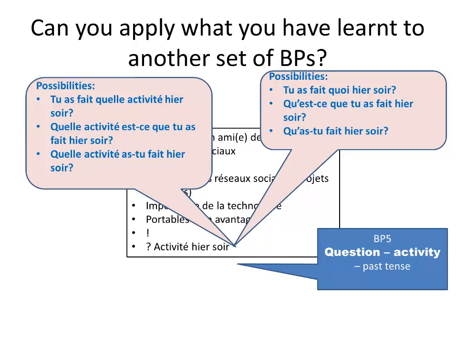Or if you'd use the which activity did you do yesterday? Tu as fait quelle activité hier soir? Quelle activité est-ce que tu as fait hier soir? Quelle activité as-tu fait hier soir? Doesn't sound as natural really as the right hand side one, but I thought sometimes if you see that word activité, you might think, well, at least you get something that way.